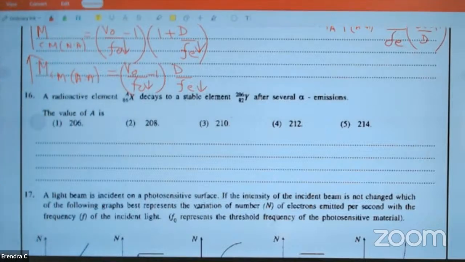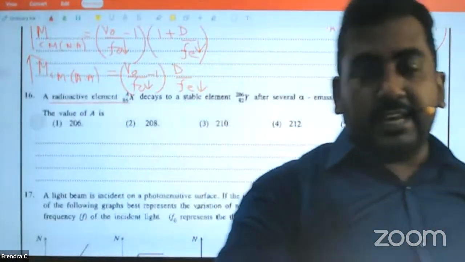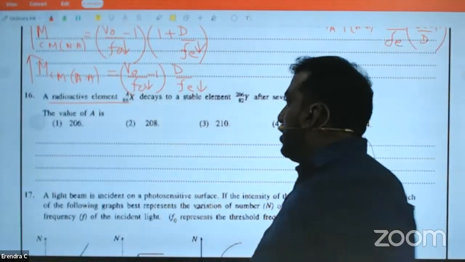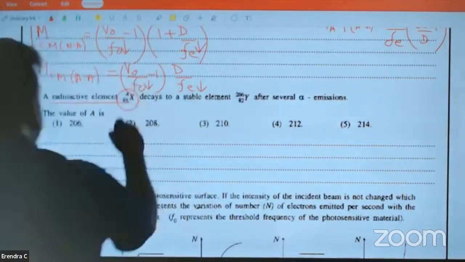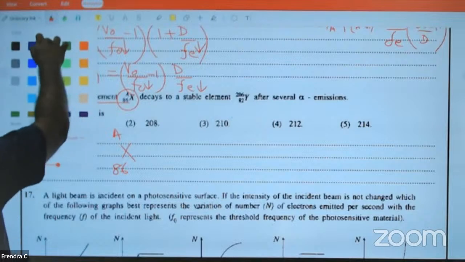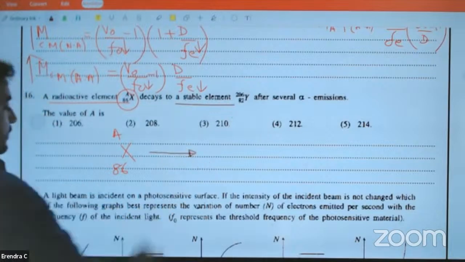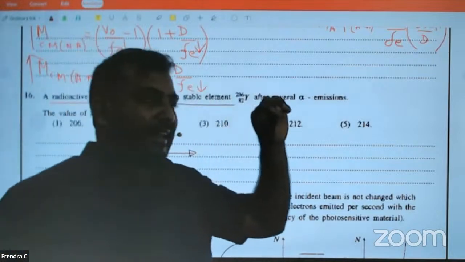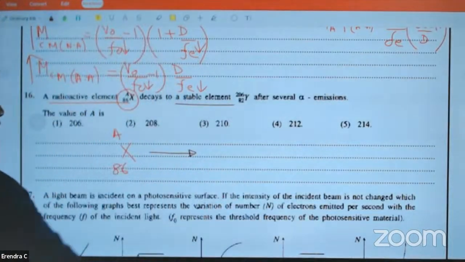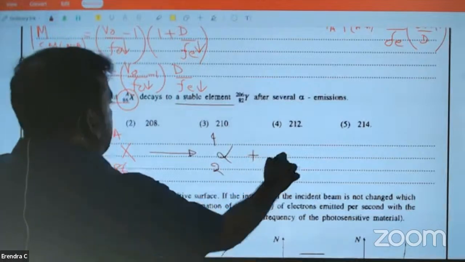A radioactive element. Where did you learn radioactive yesterday? GM tube, Geiger-Muller tube. Radioactive element X, A, 86, decays to a stable atom. Radioactive nuclei emit energy and particles to become stable. By several alpha emissions, it becomes a stable Y.